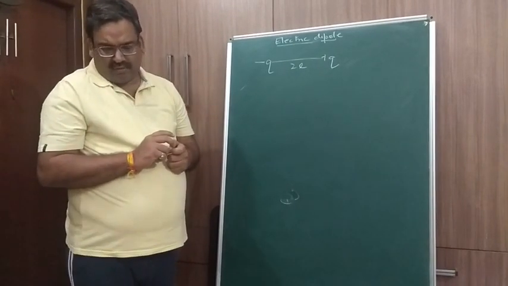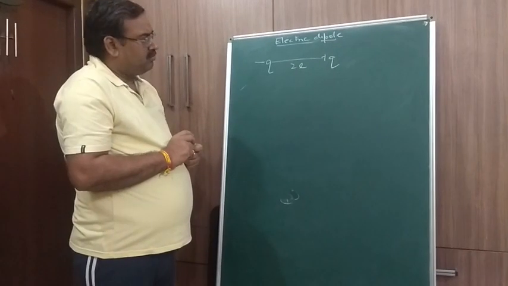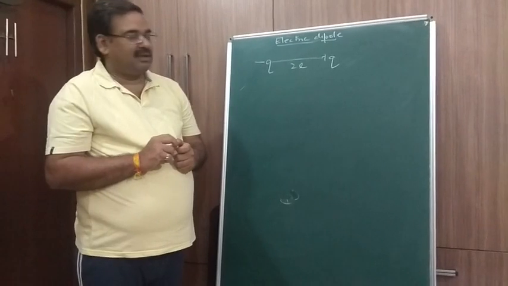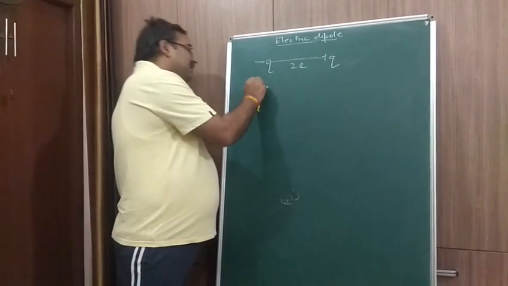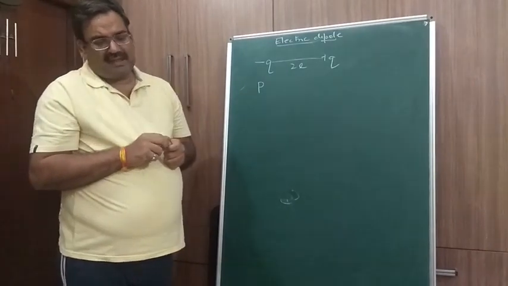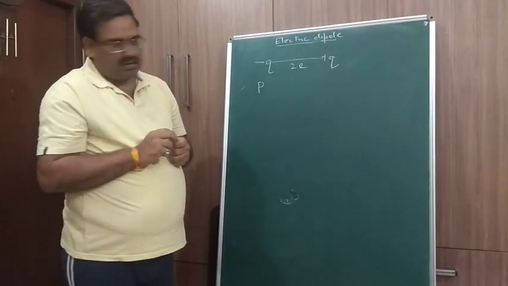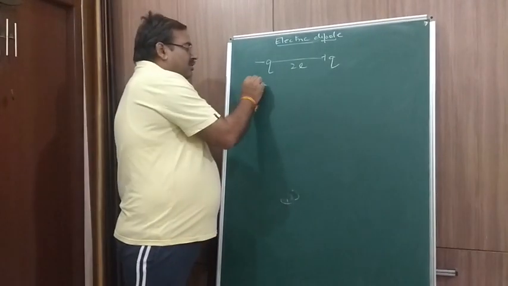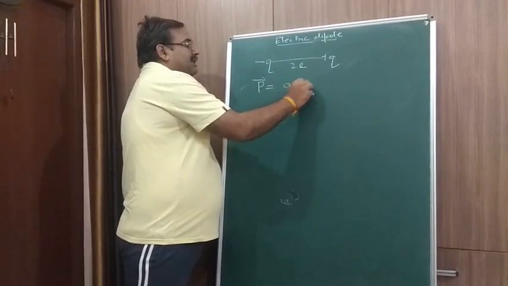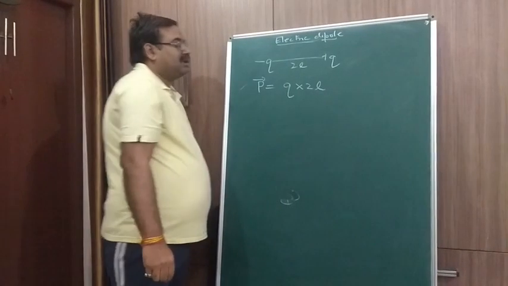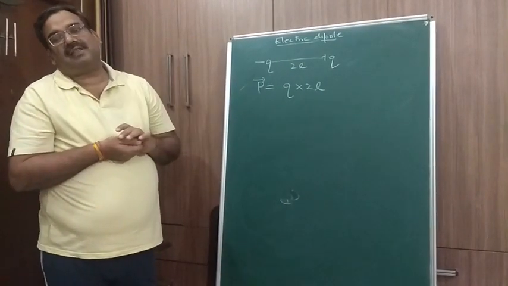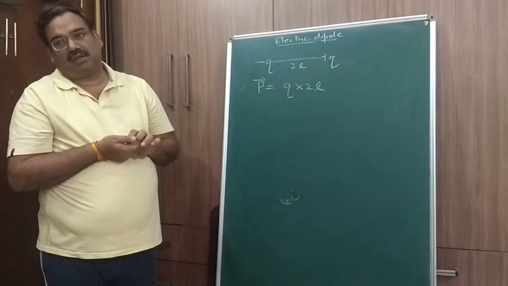Now this electric dipole will also have a dipole moment. Dipole moment is represented by the letter P. Since moment is a vector quantity, electric dipole moment is also a vector quantity, and it is the product of Q and 2L. What is electric dipole moment? It is the product of the charge and the distance separating the two charges.